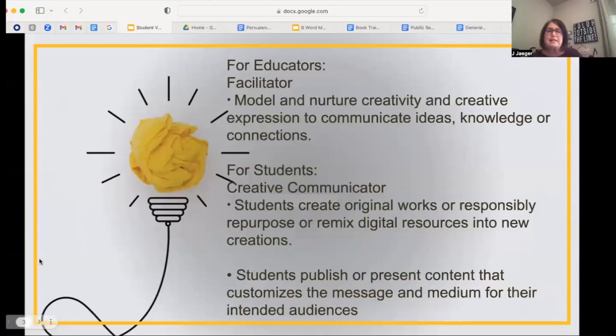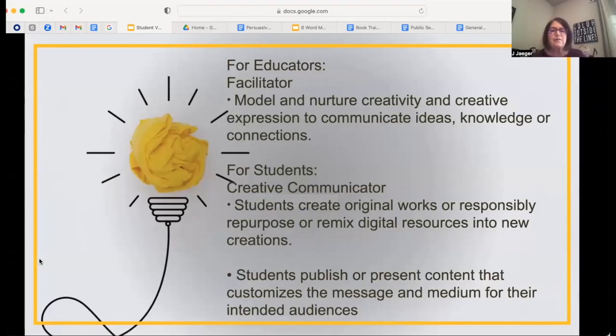So when we're looking at ISTE standards for educators, we want to definitely look at facilitator. That's when we are modeling and nurturing creativity and creative expression to communicate ideas, knowledge, or connections. That's a huge part of what we're going to talk about today.